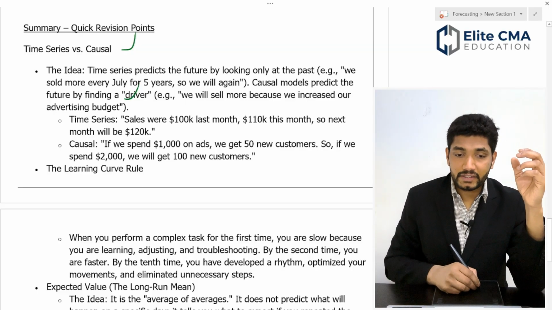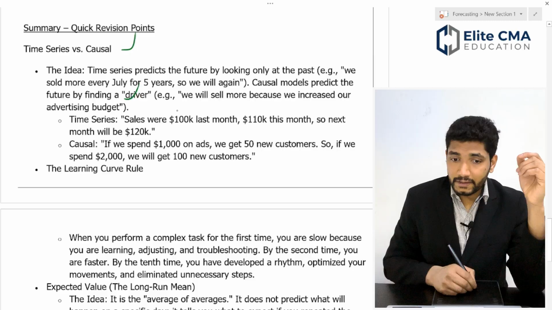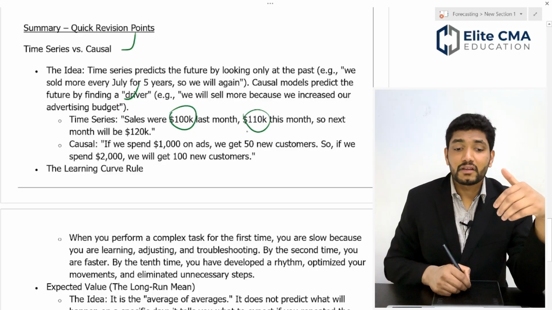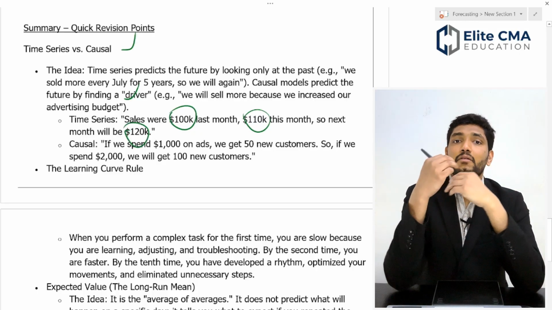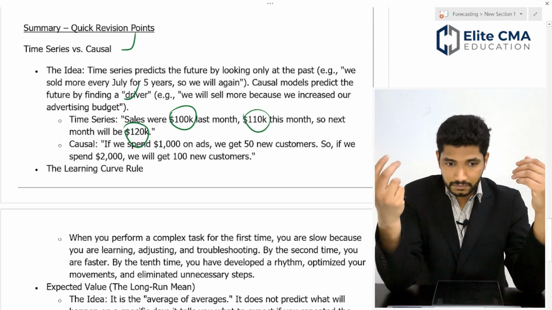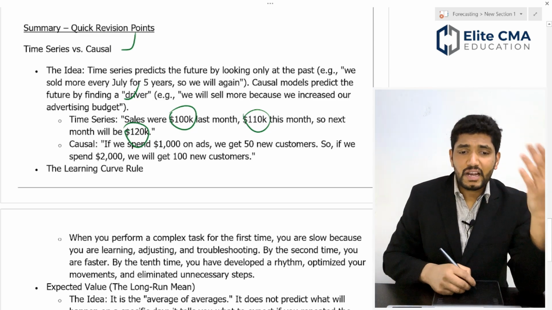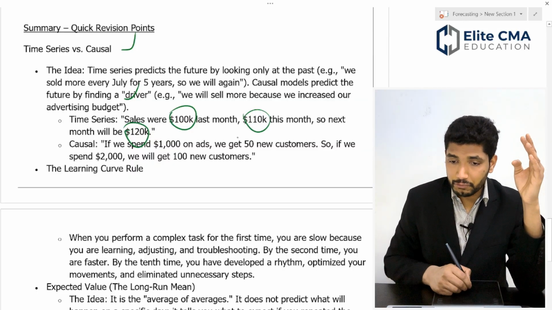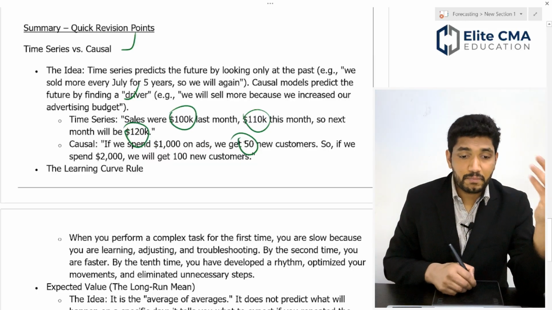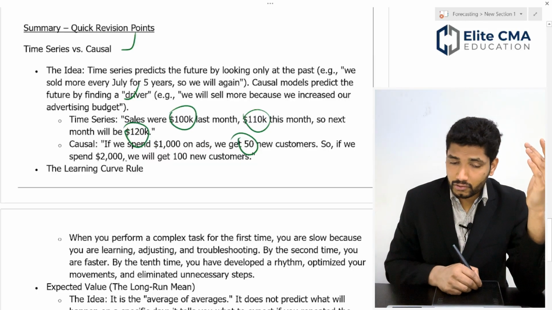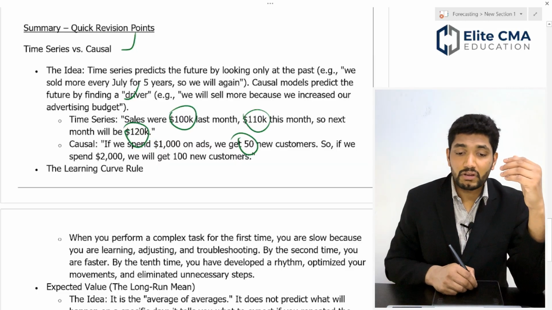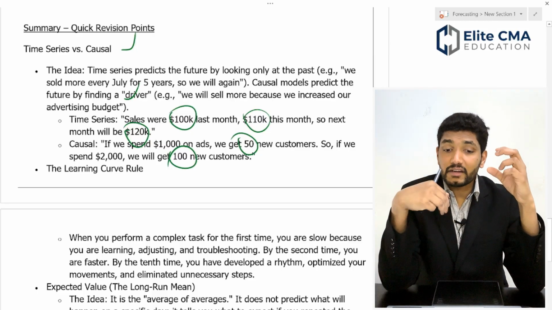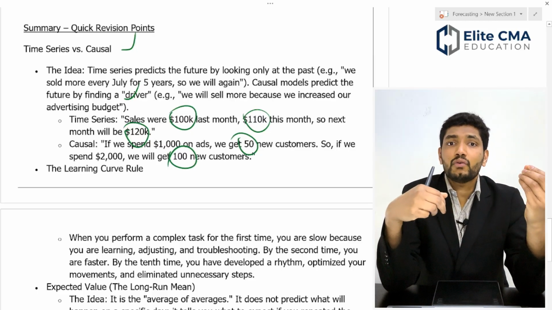Just look at this example. In time series, it was 100k last month, 110 this month, and we are expecting 120 next month based on these figures. In the causal analysis, if you spend 100,000 on ads, you will get 50 new customers. If you spend 2,000,000, we will get 100 new customers. That means it is connecting the relationship between one figure and another figure.